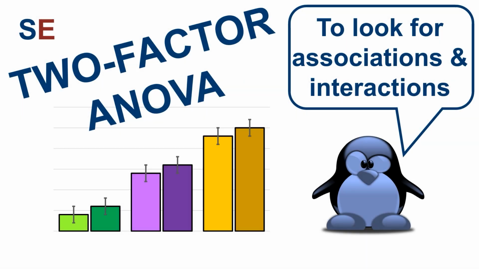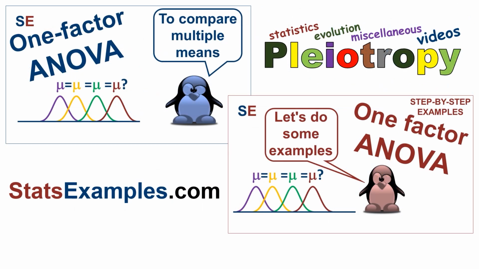This video looks at the concepts behind the two-factor ANOVA, a widely used technique which looks for associations and interactions between quantitative or qualitative factors and the means of groups that have different values of those factors. A lot of the concepts in the two-factor ANOVA build on the one-factor ANOVA, so I suggest watching this channel's videos about that technique before this video, especially the video that introduces the concepts. Assuming you've done that, or just want to focus on the two-factor ANOVA, let's begin.